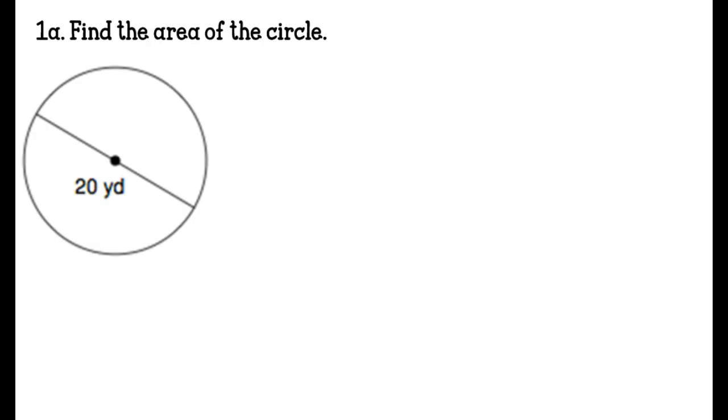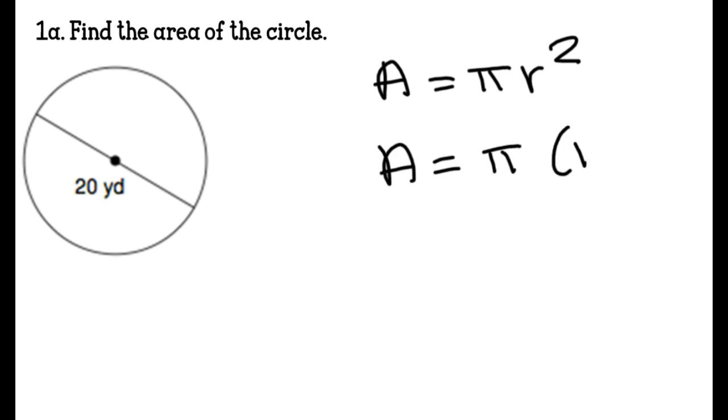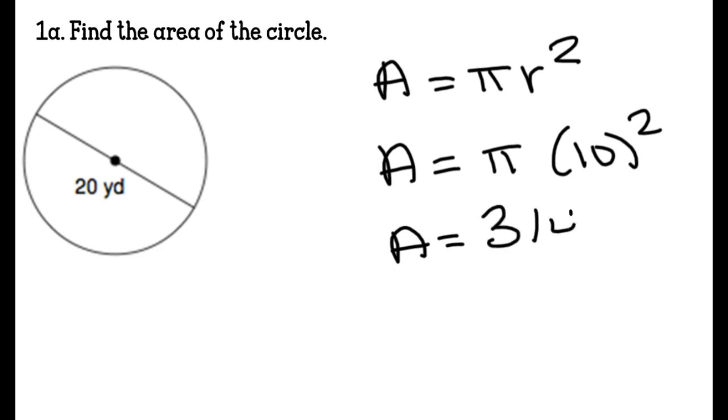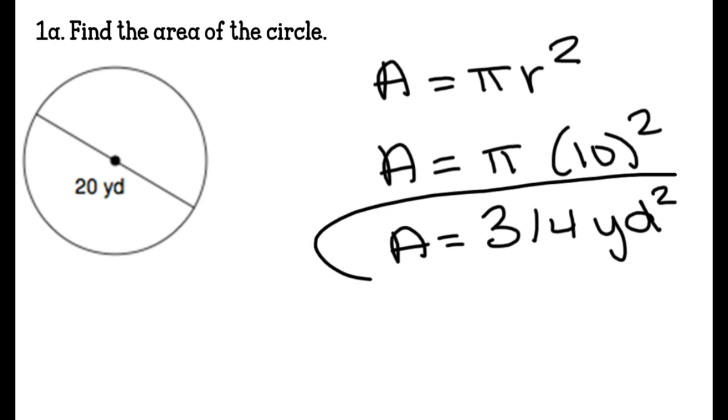1A, find the area of a circle. So I have my formula, A equals pi times radius squared. And I have my diameter is 20, so my radius is 10. So I take A equals pi times 10 squared. And 10 times 10 is 100, so I take A equals 3.14 times 100, and that gets me 314 yards squared. Circle it, and that's my answer.